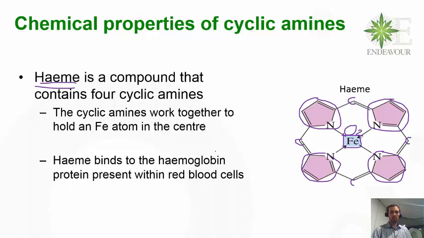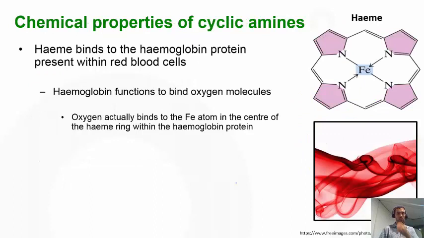So as I said, we have heme binding to the hemoglobin protein, which is present within our red blood cells. So let's have a look at this relationship in a little bit more detail and see how it's actually really important. So hemoglobin is the protein that is thought of as the oxygen transporter within the blood. So the oxygen will actually bind to the Fe atom at the center of the heme ring, and that heme ring is actually bound to the hemoglobin protein.